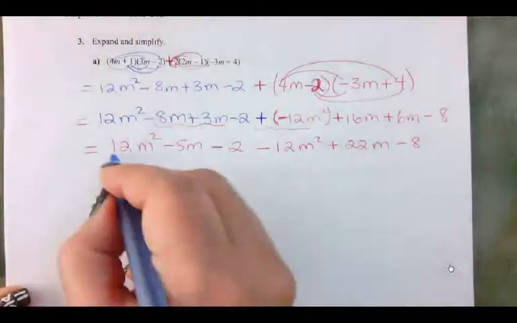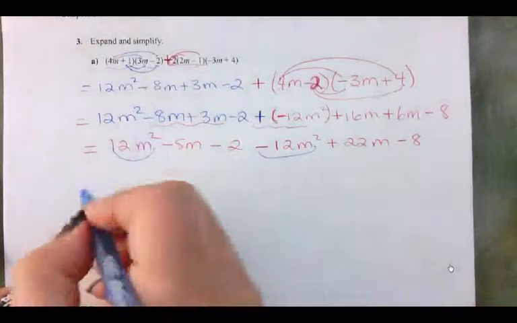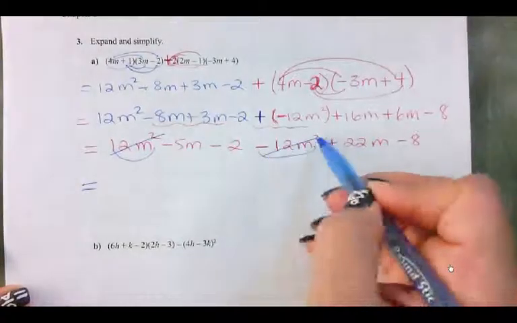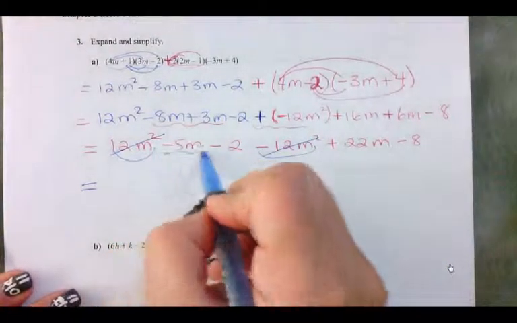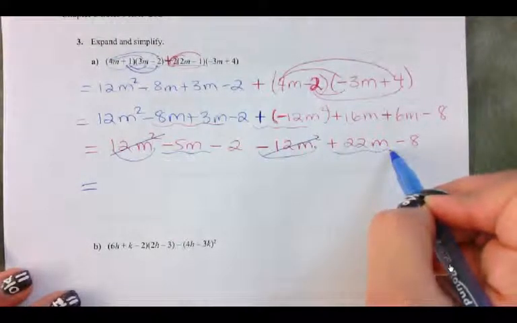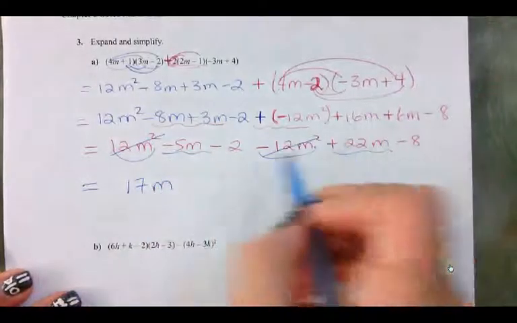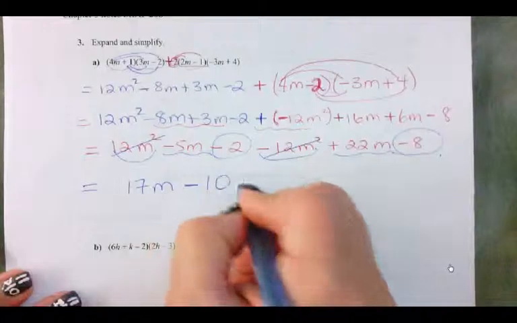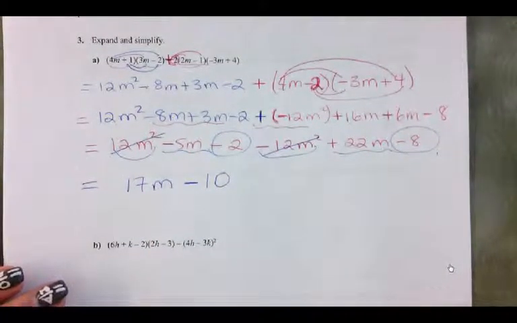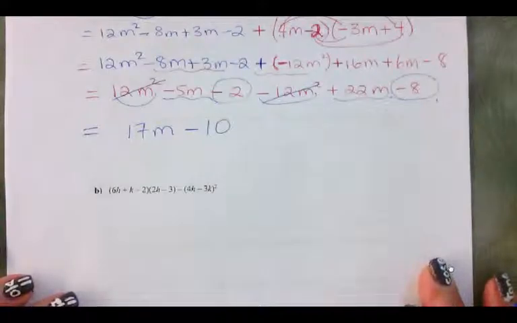What do you notice right here and here? Okay, so it's going to be 0m squared. I don't need to write it down. Okay, so I'm just going to cross them off to remember that I've taken care of them. And now here I've got an m and an m. How many am I left with? 17m. And then I've got a constant and another constant, which leaves me with negative 10. So that's your final answer for that one.